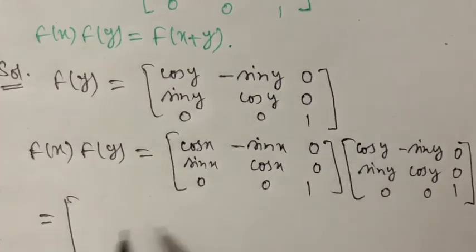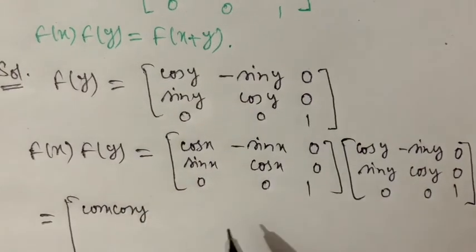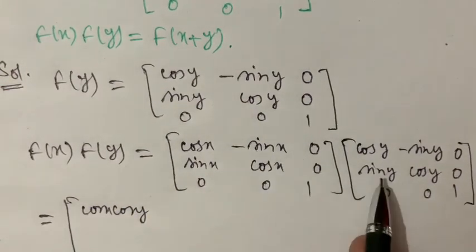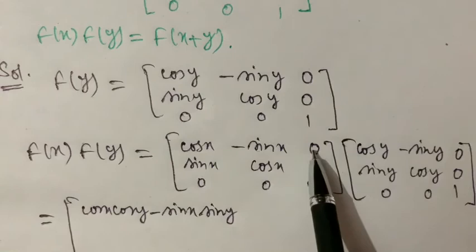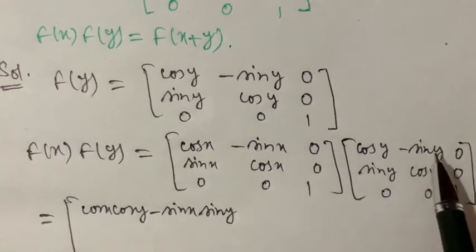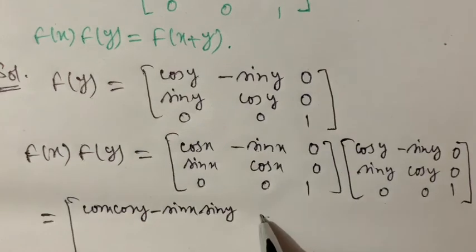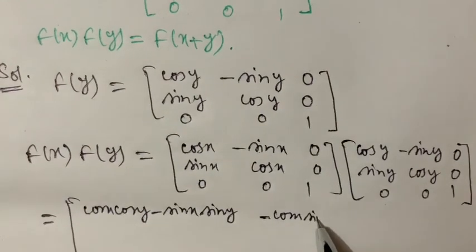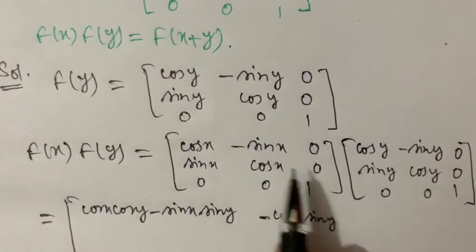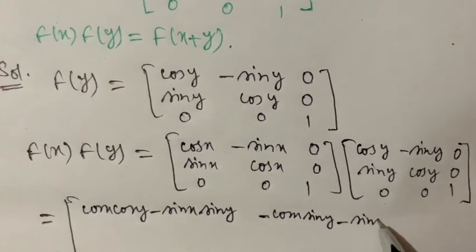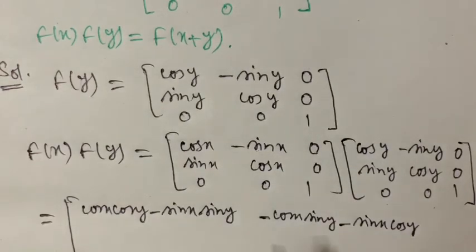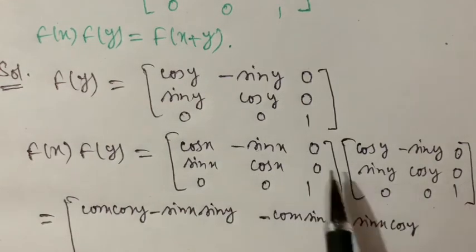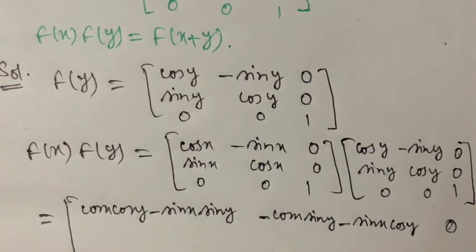Now cos x cos y. Then we will have minus sin x into minus sin y, that is sin x into sin y. Then 0 into 0 will be nothing. Then cos x into minus sin y, minus cos x into sin y. Then minus sin x into cos y. Now 0 into 0 will be nothing. cos x will be multiplied with 0 to give us 0, minus 0, 0. So here the outcome will be 0.